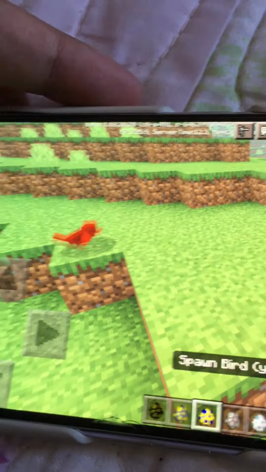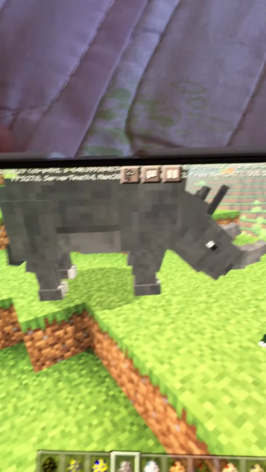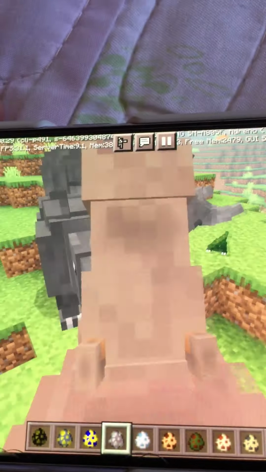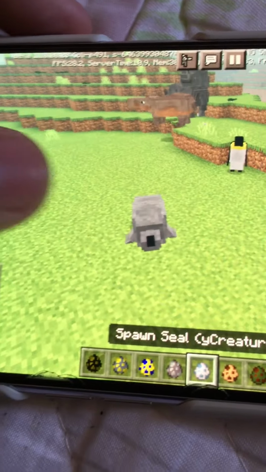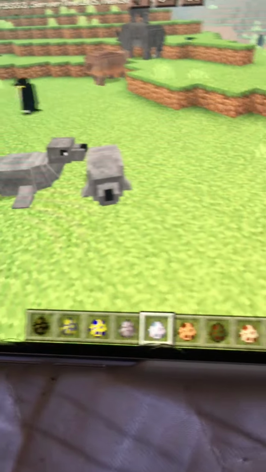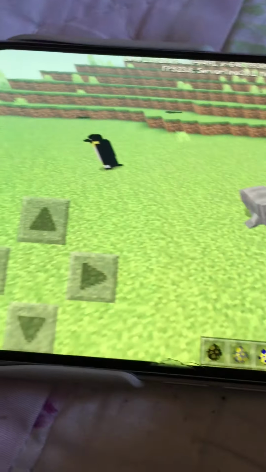Q is for quail, quail. R is for rhinoceros, rhinoceros, and these two horns. S is for seal, seal. Seals of the nest, and he is red.